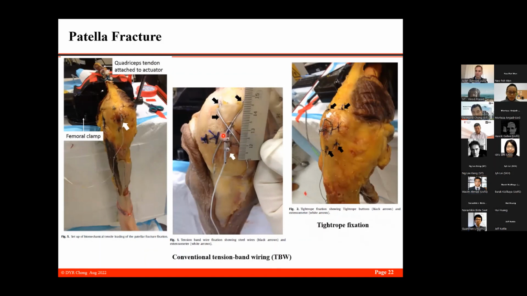So in terms of the measurements, what we did was we used the DVRT, which is actually a displacement sensor, to measure the gap. After patching up the gap, and we actually use cadavers as well, we do a cyclic loading of flexion-extension of the knee joint.